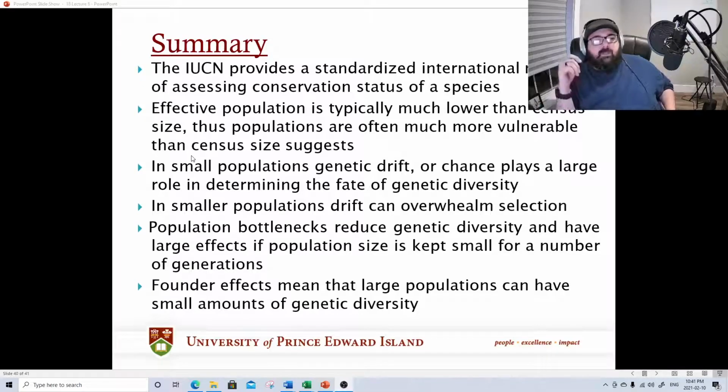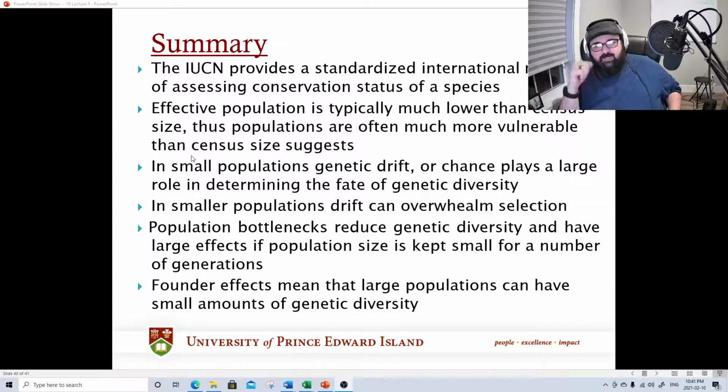If you're sticking around, I want you to understand what the IUCN does and what they measure to get their standards. And then I want you to understand that effective size is typically much lower than census size, which means that populations are more vulnerable than their census size suggests they should be. How much more vulnerable? We can talk about that in a later lecture.